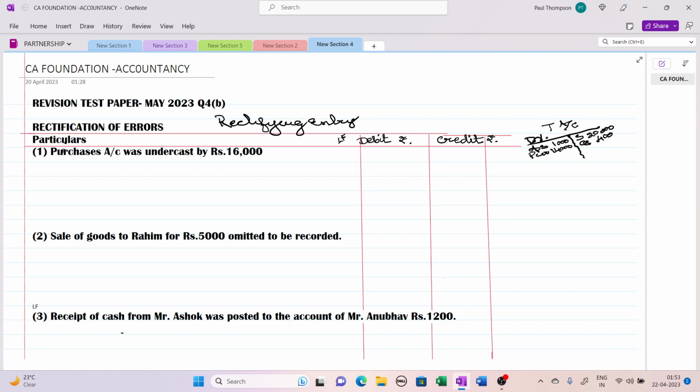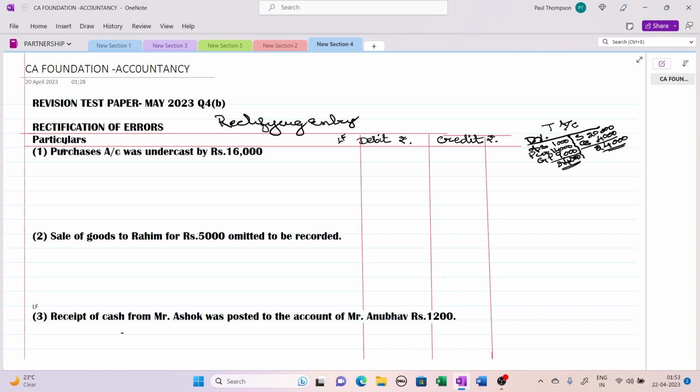So which side total is more? Credit side. So we will total the credit side, then copy that balance at the opposite side: 24,000. This is how we write the ledger accounts. So the difference is 9,000. This is the gross profit.